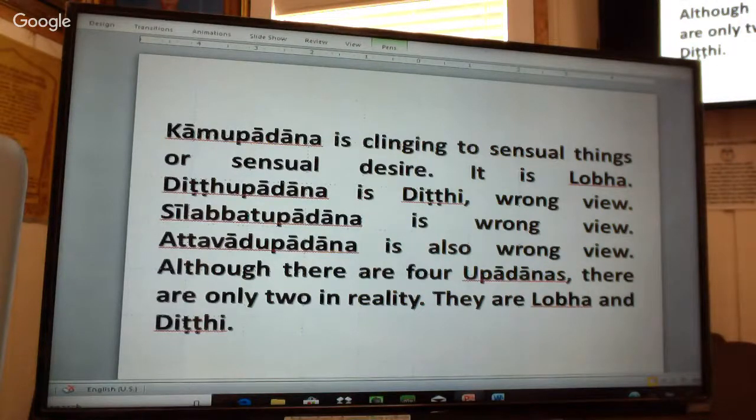Upadana and Dana are similar. Visama lobha and Dana lobha are the same. The Upadana, Dana lobha is the same, but Upadana is different. Upadana is strong, like Visama. Very strong, very deeply strong.